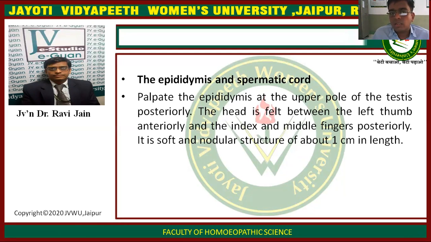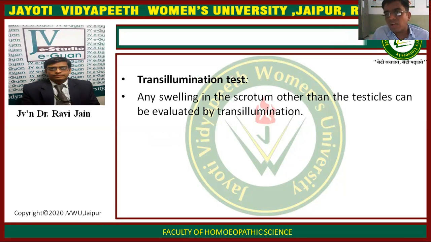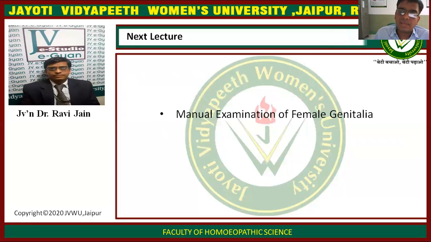Then we palpate the epididymis and the spermatic cord at the upper pole of the testes posteriorly, and the head is felt between the left thumb anteriorly and the index and middle fingers posteriorly. It is usually a soft and nodular structure about 1 centimeter in length. Next is the trans-illumination test, looking through a torch in the dark for any abnormality or swelling in the scrotum. So this was all about the manual examination of the male genitalia.